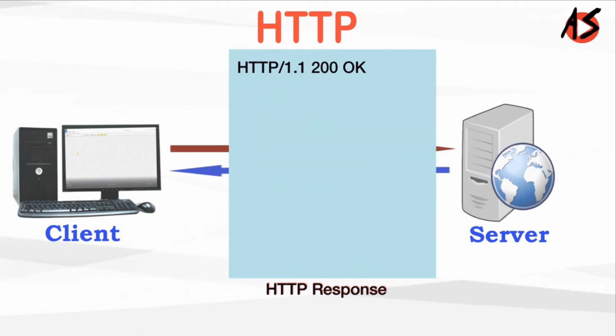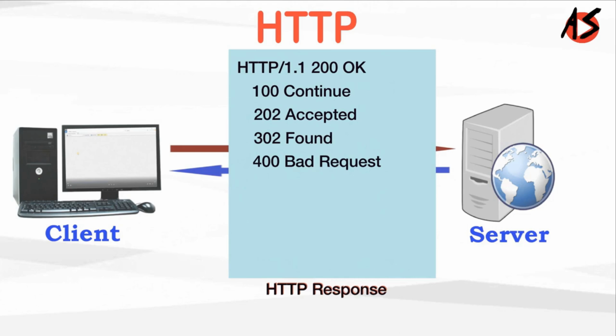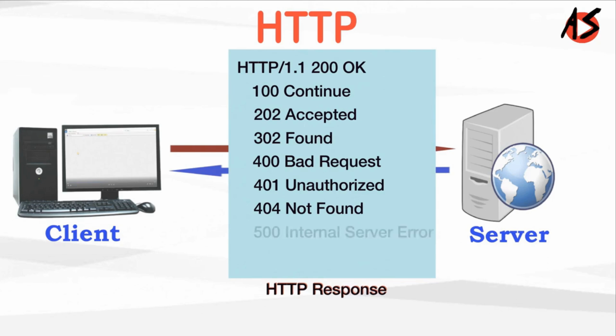Important status codes include 100 Continue. This status code tells that the client should continue with the request, while 202 Accepted tells the request is accepted for processing, but the processing is not complete. 302 Found tells the requested page has moved temporarily to a new URL. 400 Bad Request says the server did not understand the request. 401 Unauthorized says the requested page needs a username and password. 404 Not Found tells us the server cannot find the requested page, while a status code like 500 tells us internal server error.